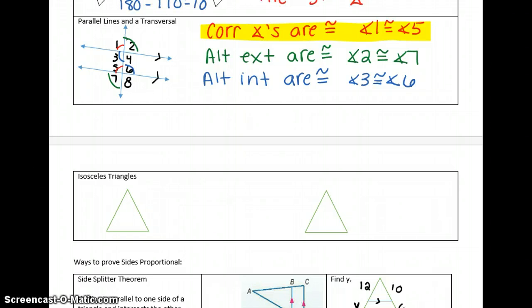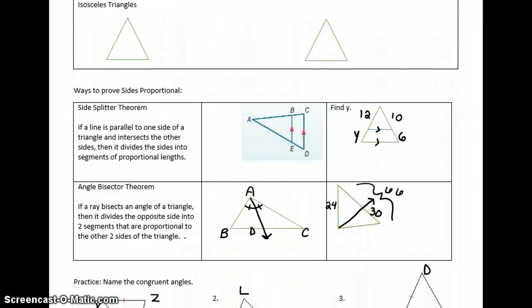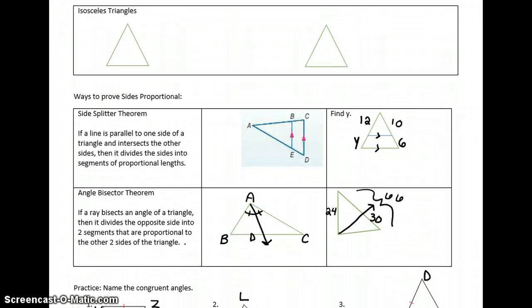The last one, which we saw happening yesterday, is an isosceles triangle. In an isosceles triangle, you have two congruent sides and two congruent angles. So for example, if these two sides are congruent, then the angles opposite them are congruent. I can reverse that. Let's say I start with these two angles congruent. That would tell me that the two sides across from them are also congruent.